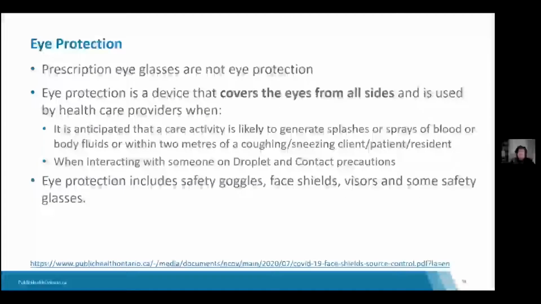Next slide. Eye protection is a component part of the protective apparel for droplet precautions. It's important to note that prescription eyeglasses are not eye protection. Eye protection is a device that should cover the eyes from all sides. We do have safety goggles, face shields, visors, and even some safety glasses that would meet the outcome criteria that we're looking for. Next slide.